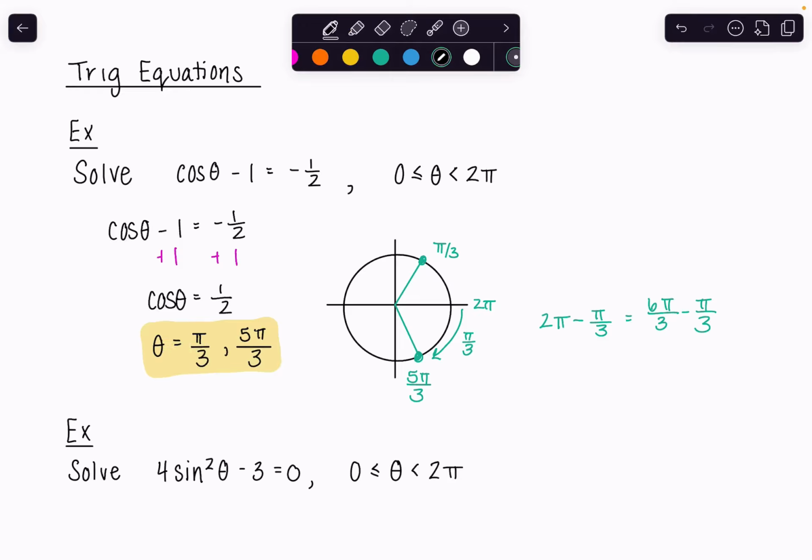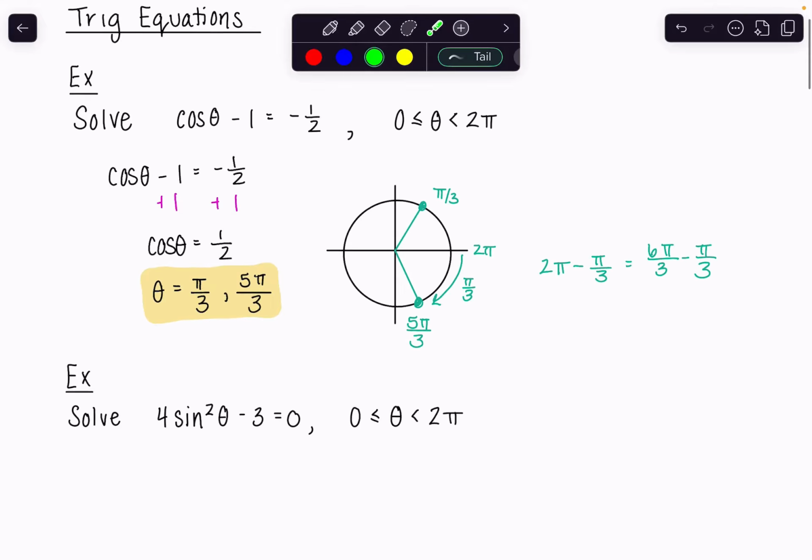So that is our first trig equation, right? So this is what we're hopefully going to boil it down to. Again, things can get more complicated because you might not have just theta on the inside. So we'll see what we have to do in those instances, okay? But let's try this next one.